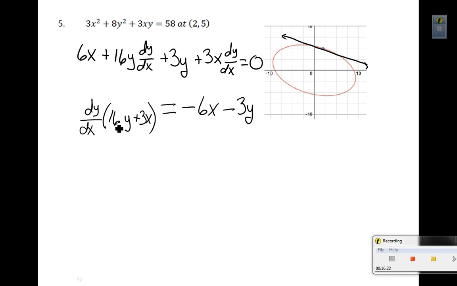So that when I solve this thing for dy/dx, I got negative (6x minus 3y) over (16y plus 3x). And I'm not going to worry about running the numbers through because I'm sure you could do that. Now, number 6 is the hardest one on the worksheet, I think, because it's kind of got a trick in there. So here's number 6.